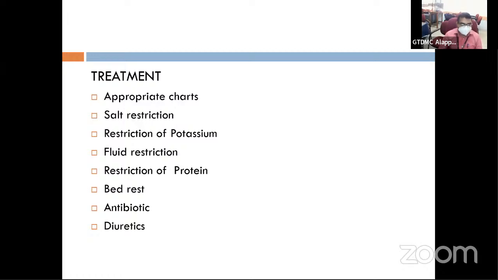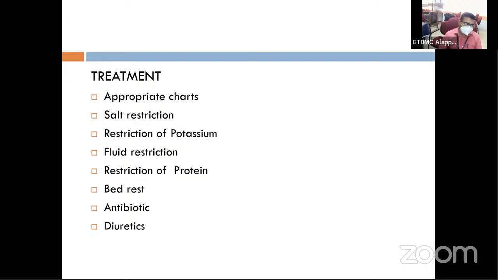Then daily BP recording. At least twice daily BP should be recorded to look for any hypertensive changes. Then daily weight recording to know the progression of edema. Daily weight recording must be there. Then abdominal girth should be looked for.